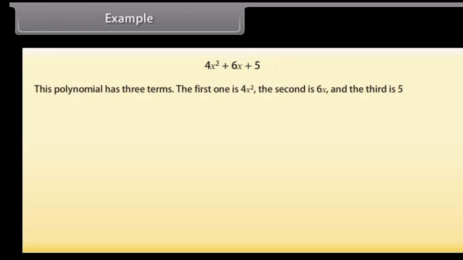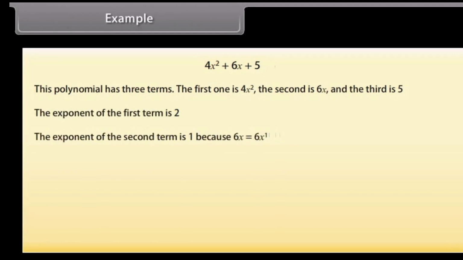This polynomial has 3 terms. The first one is 4x square, the second is 6x, and the third is 5. The exponent of the first term is 2. The exponent of the second term is 1 because 6x is equal to 6x raised to the power 1. The exponent of the third term is 0 because 5 is equal to 5x raised to the power 0.